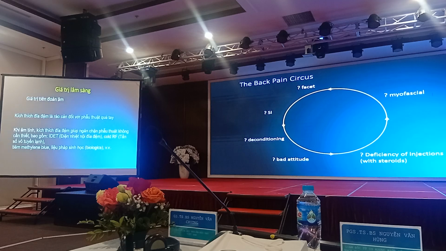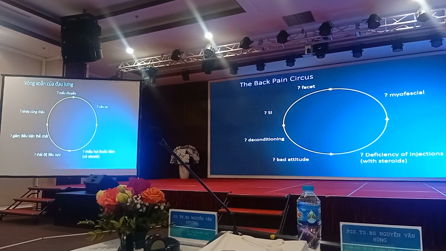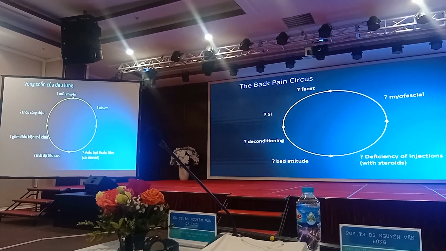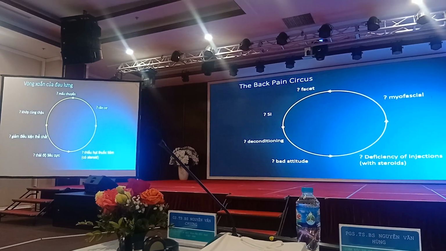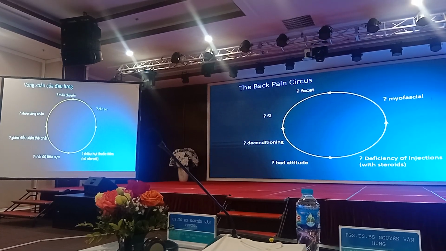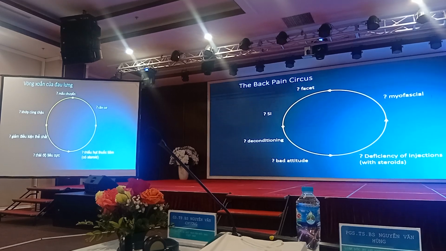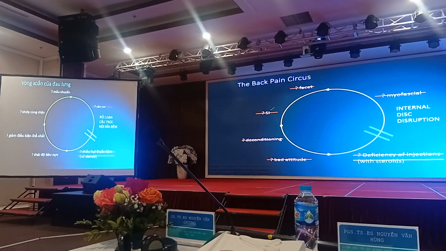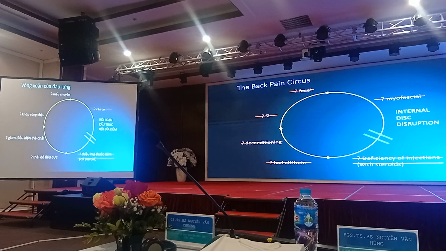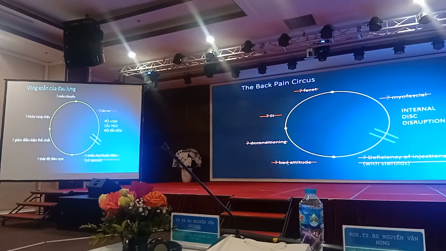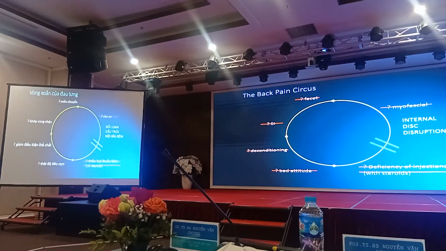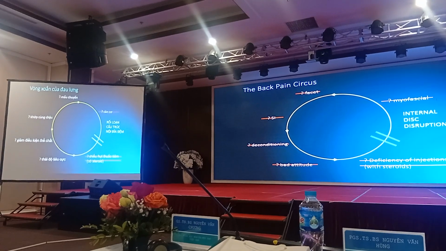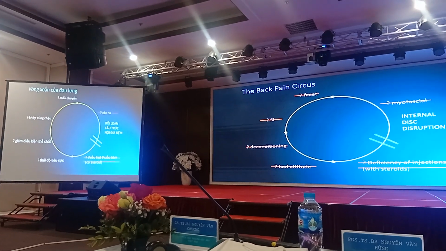So oftentimes in interventions for axial back pain, we have kind of a circuitous pathway. And we're trying to make the diagnosis, and if we don't have a diagnosis, we try various things. You know, is it the facet? Is it the SI joint? Is the patient just deconditioned? Does the patient just have a bad attitude? Is it myofascial pain? Have they not had enough steroid injections?